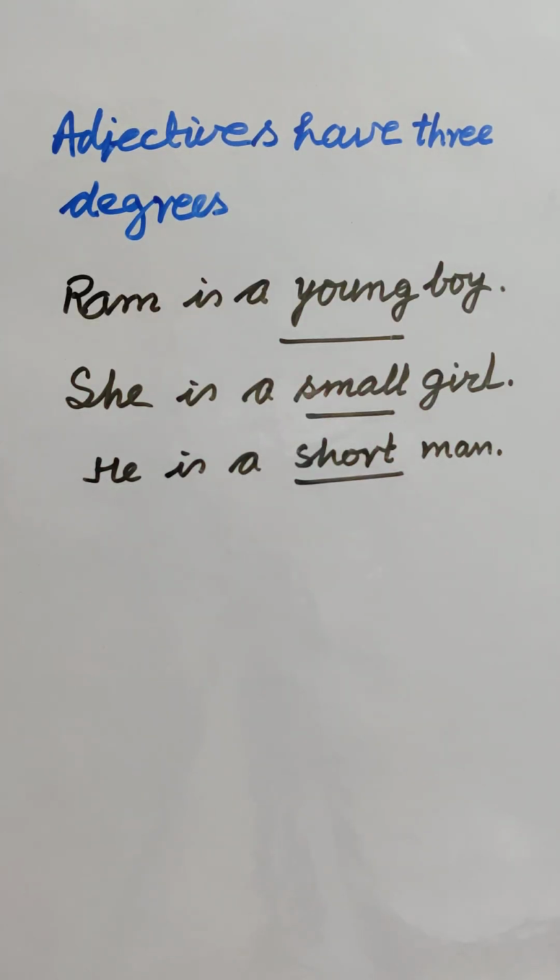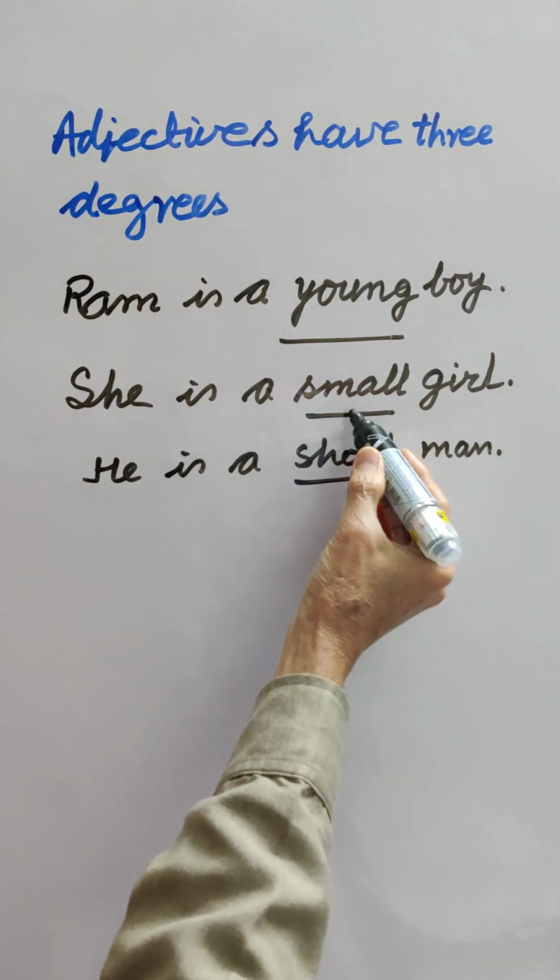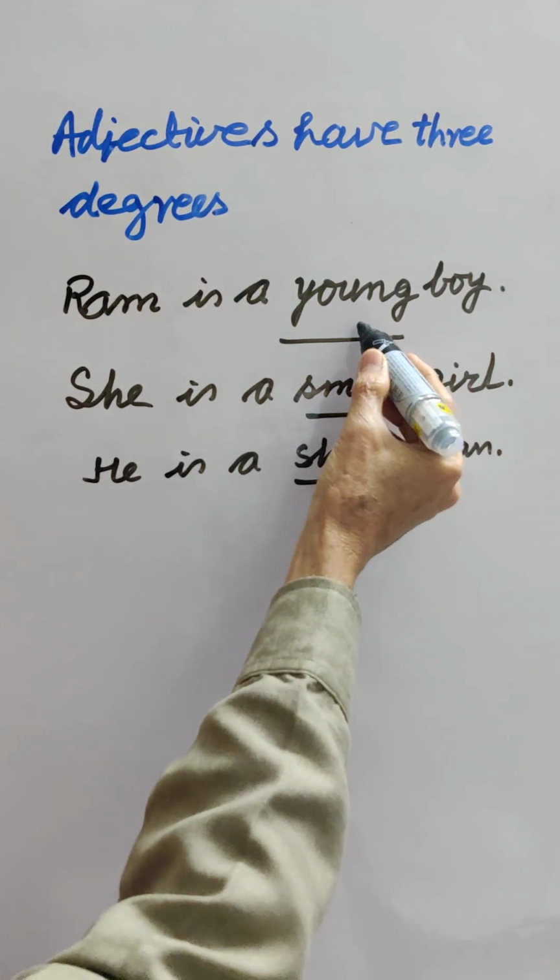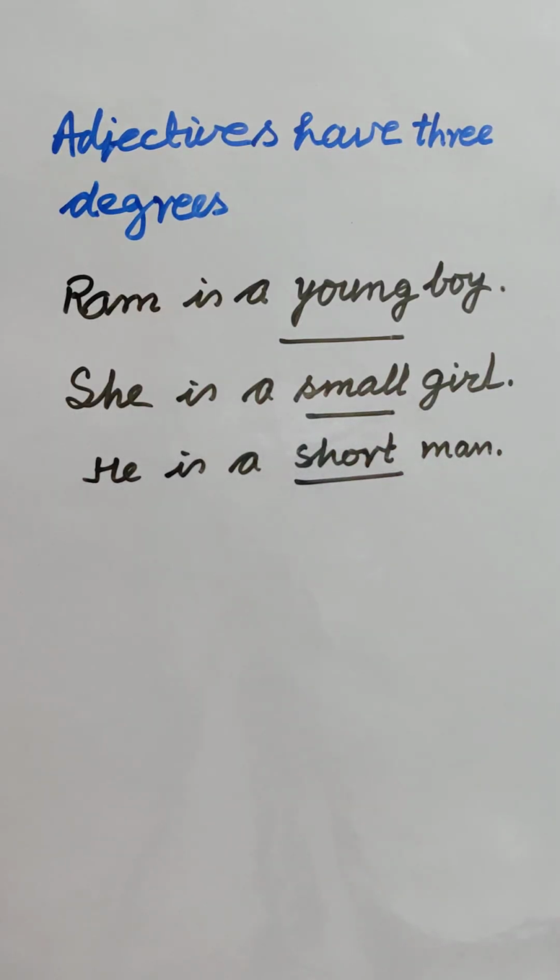Ram is a young boy. She is a small girl. He is a short man. Here, young, small, and short are the degrees of adjective. These all are positive degree of adjective. There is no comparison made in these 3 sentences. Young, small, short, all are positive degrees.